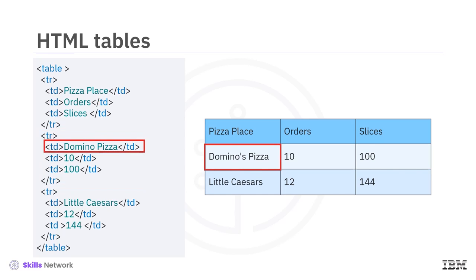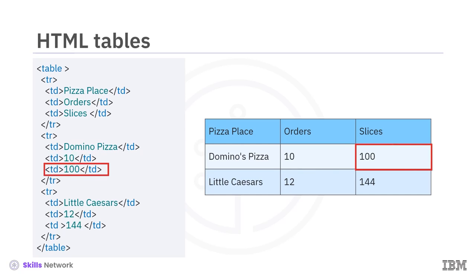And for the second row, first cell, we have. And for the second row, second cell, we have. And so on. We now have some basic knowledge of HTML. Now let us try and extract some data from a web page.